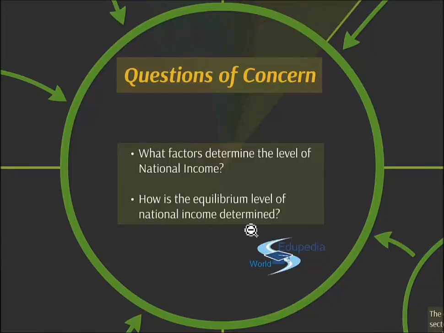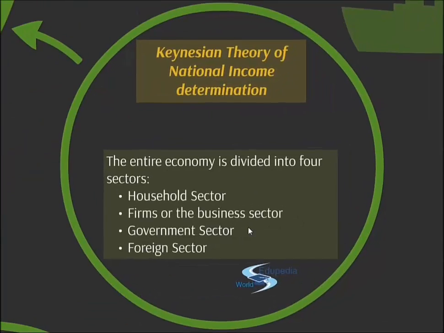Now, these two questions were first answered by J.M. Keynes in the year 1936. So, we are going to outline here the Keynesian theory of income determination. According to Keynes, the entire economy is divided into four sectors, that is household sector, firms or the business sector, government sector and foreign sector. And the relationship between all these four sectors will give us different models which Keynesian theory has given.